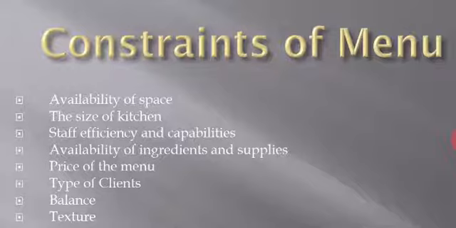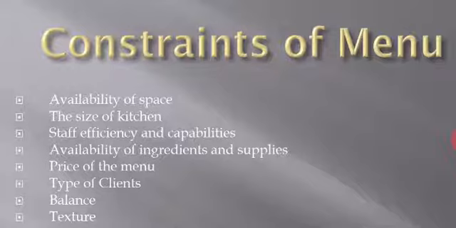Availability of ingredients and supplies. Food items selected for a menu should be available in the local market, though some items may need to be procured from outside and should be well stocked. It is not ethical to commit a dish to the host before checking its availability.